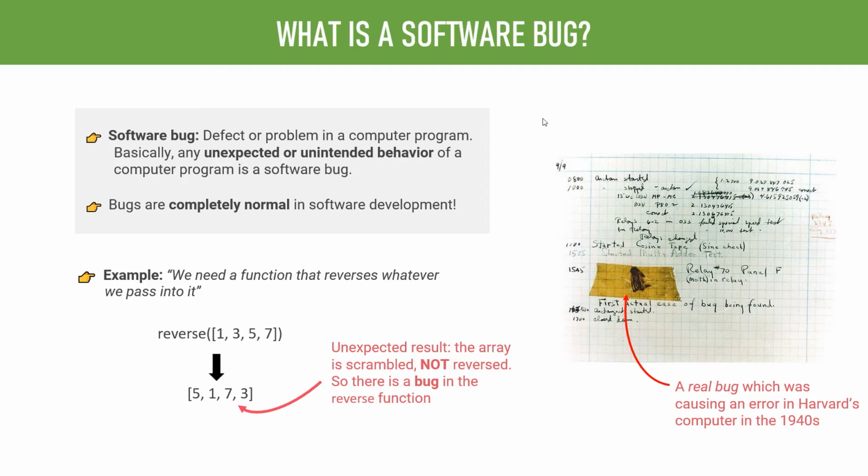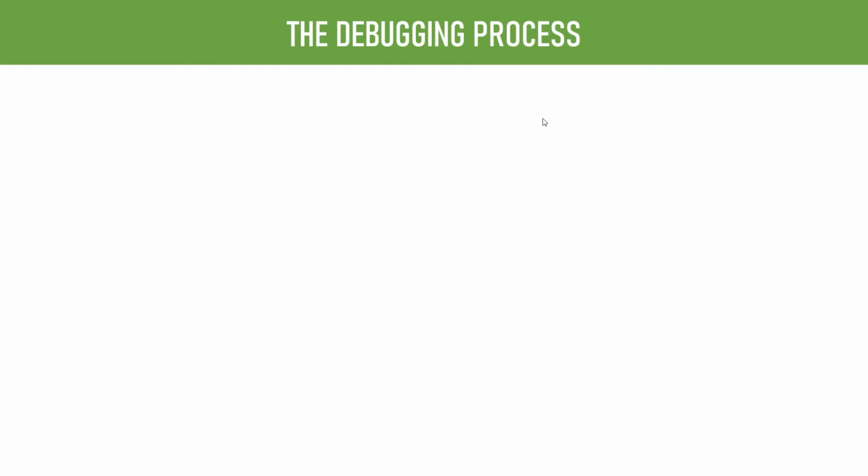Okay? To fix this, we use a process called debugging, which is essentially finding, fixing, and then preventing bugs. So let's see how that works. So the first step is to actually become aware that there is some kind of bug, because as I said, in large applications, bugs can actually go undiscovered for years.